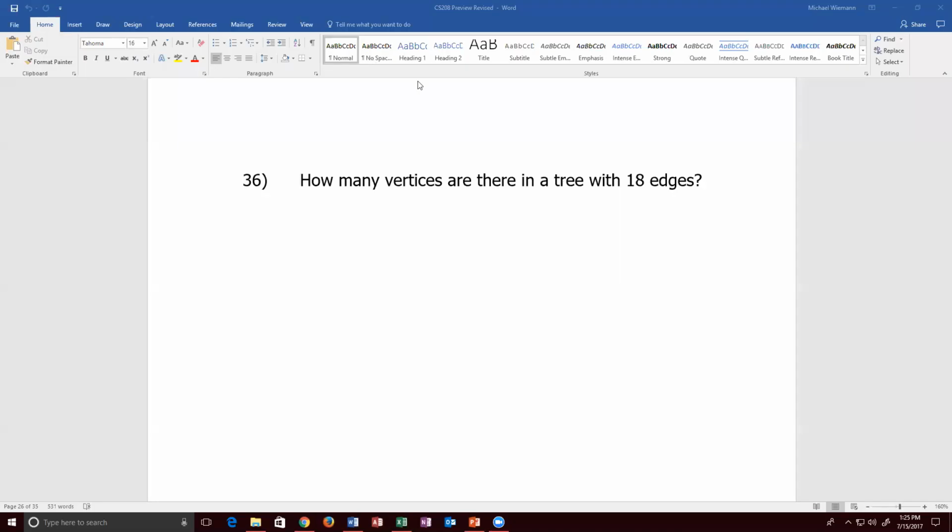And last but not least, number 36, we're going the other way this time. You start out with 18 edges. I want to know the vertices this time. You add 1 to get the amount of vertices. So we end up with 19 as our correct answer to problem number 36.